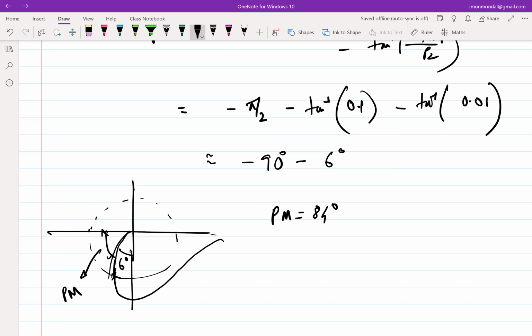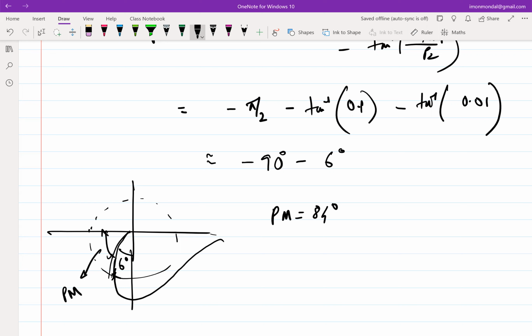Strong feedback means what? You can have high loop gain. Right? Strong feedback essentially means you have high loop gain. So where you want to have the strong feedback is important. You don't want to have very high loop gain when you are hitting a lot of excess phase, right?